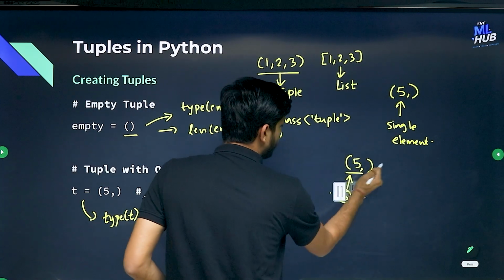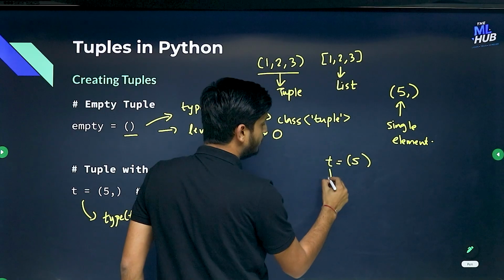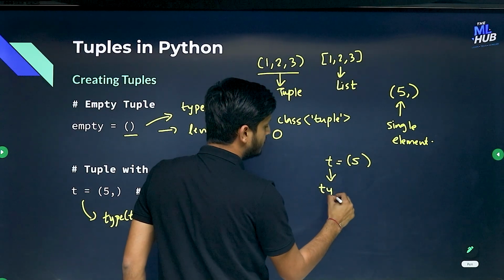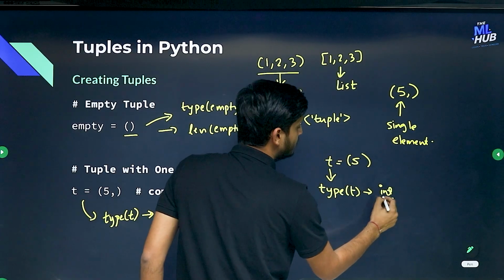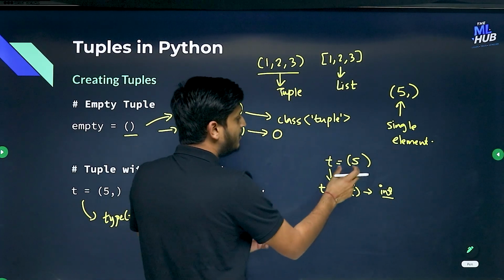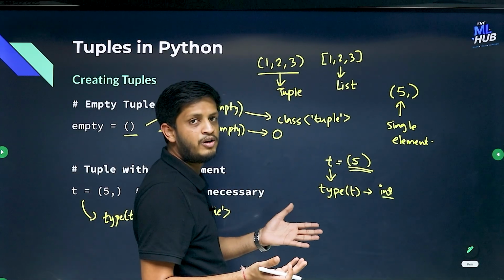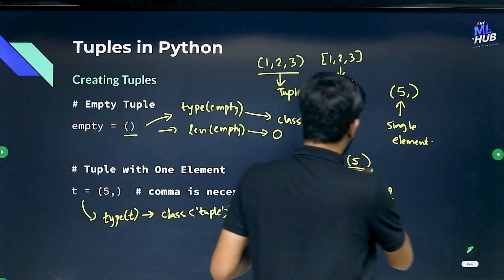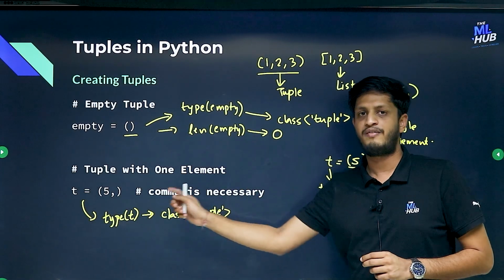But if you create a variable like this, let's say T is equal to 5, then here if you print the type of T, the type of T will be just integer, int. So the brackets will be ignored and just the value 5 will be stored in T. So it will try to evaluate this expression, and this expression will evaluate to 5 only because the brackets will go away. And that is why you need to add a comma at the end. So very important point, if you have just a single element, always end it with a comma.